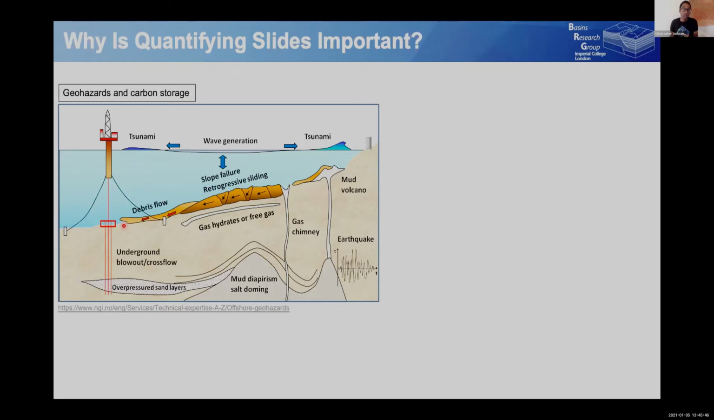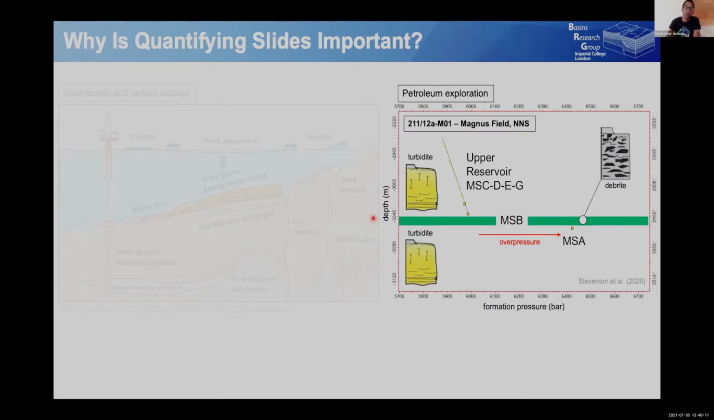Also, in terms of carbon storage, we may actually sequester quite a lot of carbon material within these sediments before they slide, but also by having these slide events themselves, we can actually liberate that carbon and allow it to go back into the water column. So knowing when that's likely to happen and what the yield of carbon from those slides is going to be is really important. We may also, from a petroleum point of view, want to understand how these bodies may behave, because they can, in some instances, act as seals.